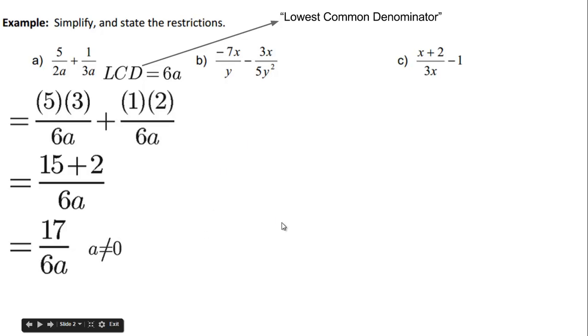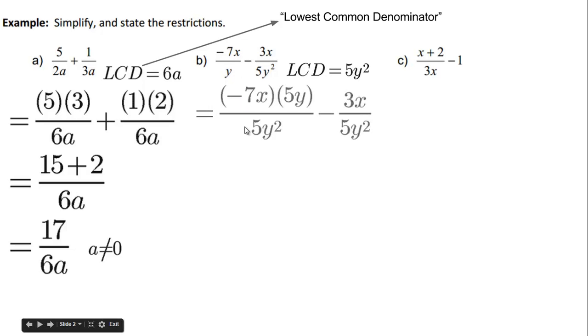The second one, the lowest common denominator is not 5y cubed, it's 5y squared. This one does not need another y. This one only needs one y, not 2. And so the lowest common denominator is 5y squared. So multiplying the top and the bottom of this one by 5y will get that common denominator.